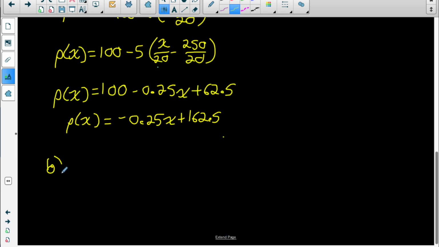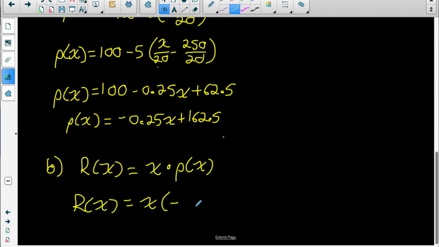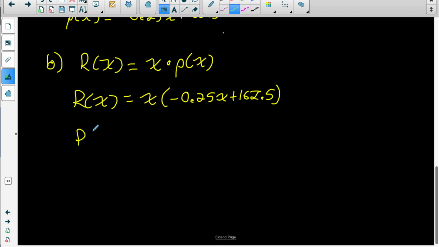Part B says find the revenue function. Well, a revenue function is equal to the price times the number sold. It's always equal to x times P at x. So in this case, revenue would be equal to x times negative 0.25x plus 162.5. Distribute the x. There's my revenue function.